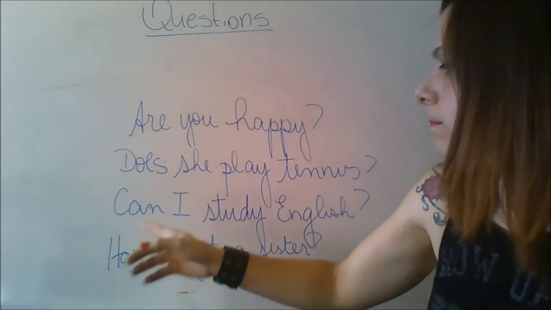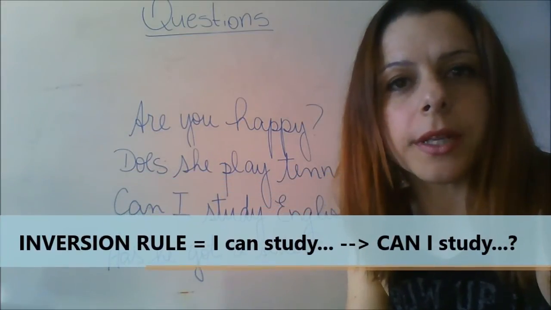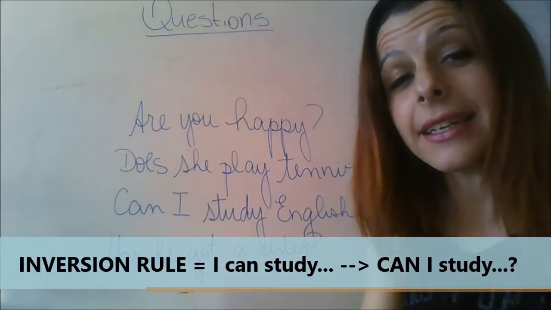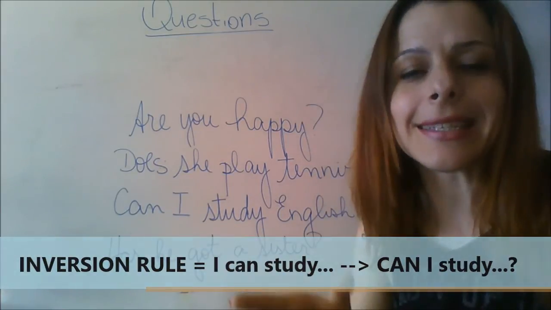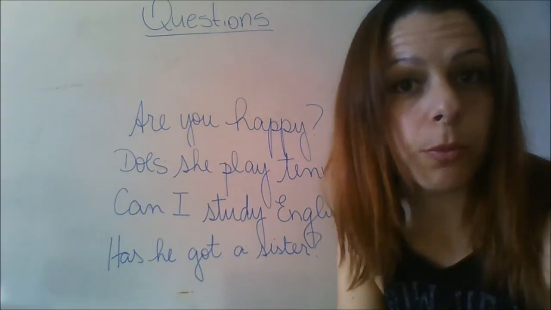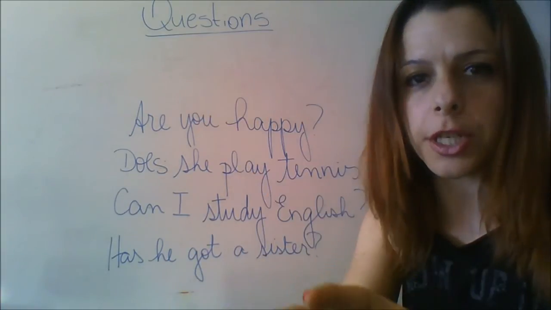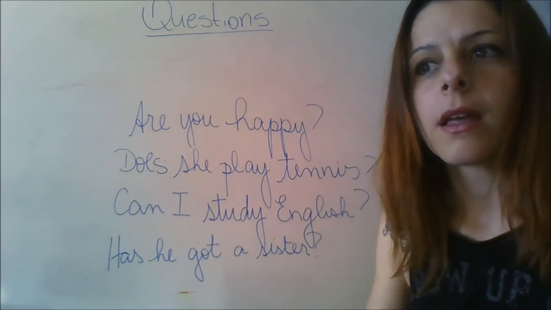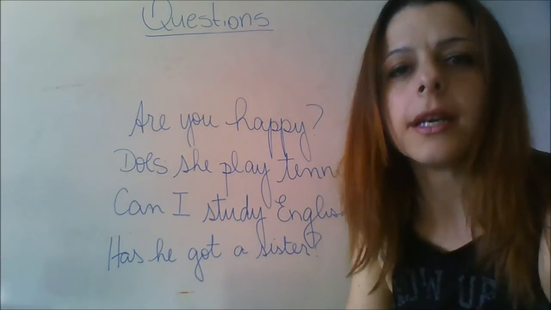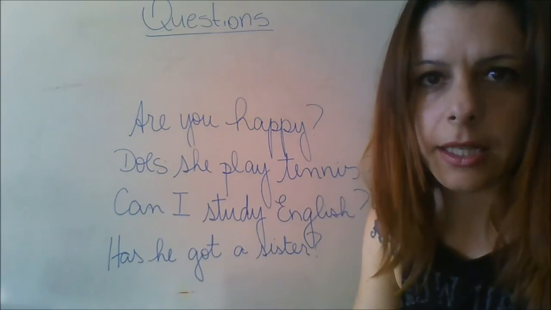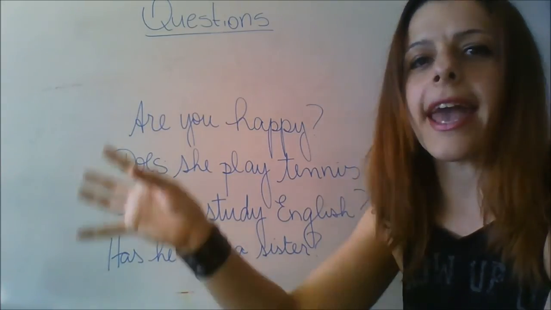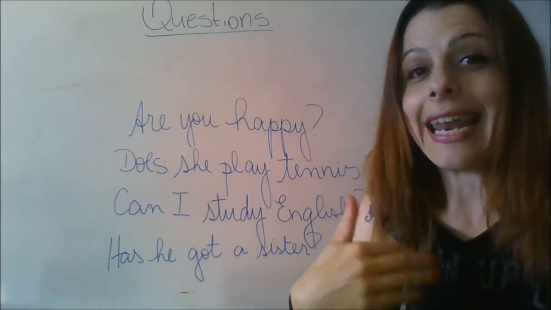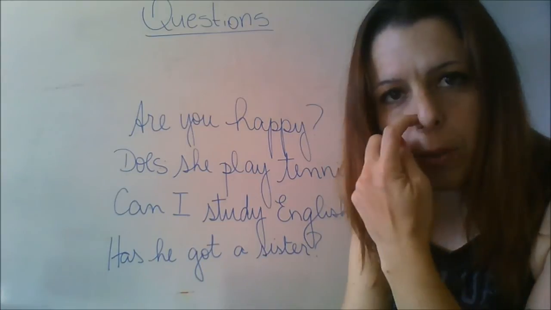Okay? The third example is using the verb can. Can, for the rule, is the same idea as verb to be. I have to use the inversion rule, okay? So, can I study English? The affirmative form would be, I can study English. So I have to put can in the beginning of the sentence, so I have a question. Can I study English? Okay.